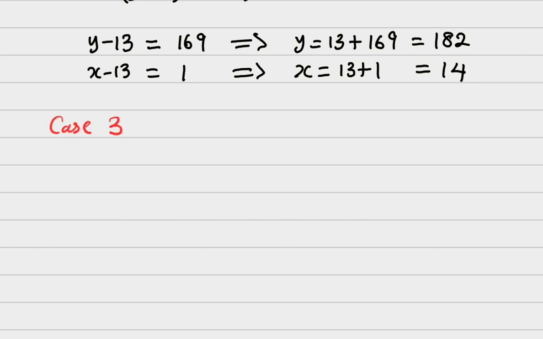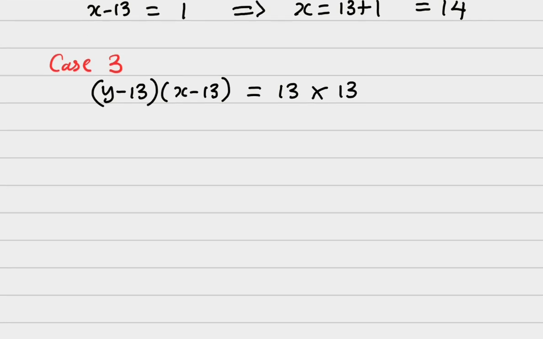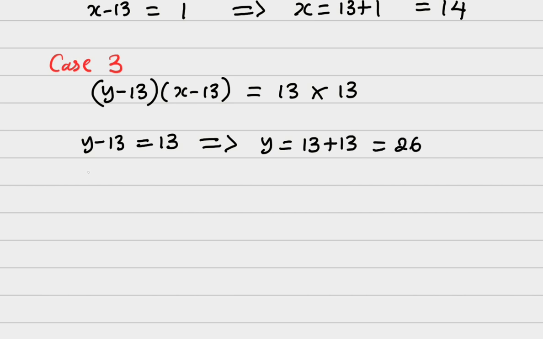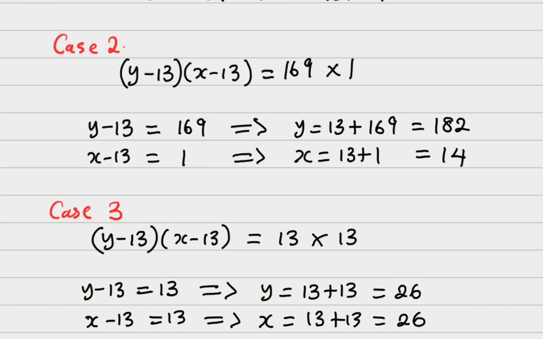Now in case 3, we are going to have y minus 13 into x minus 13 equal to 13 times 13. On this note, y minus 13 will be equal to 13, which implies that y is equal to 13 plus 13, which is 26. Then here x minus 13 is equal to 13, which implies that x is equal to 13 plus 13, which is 26. Now we have pairs of answers for the 3 cases.